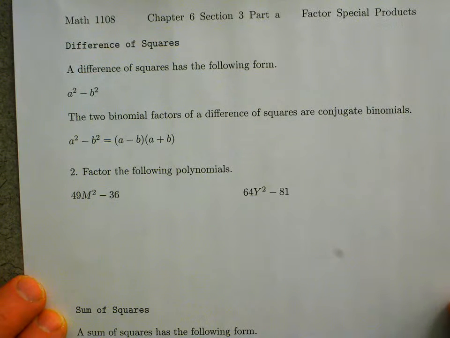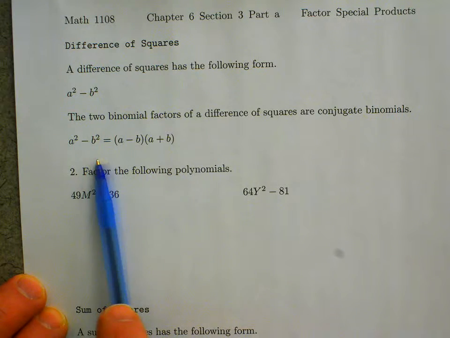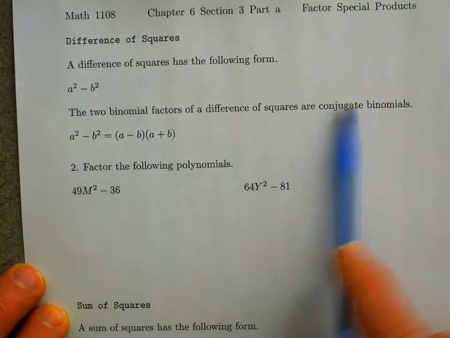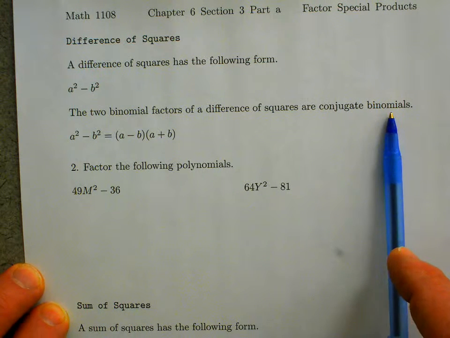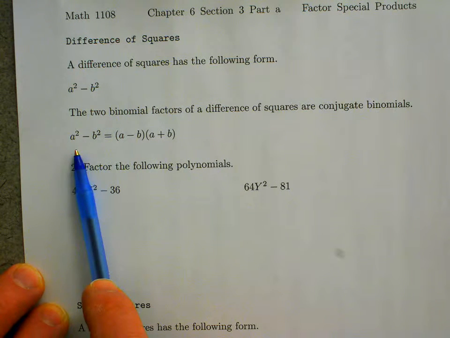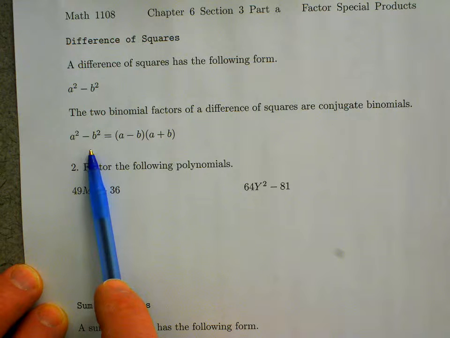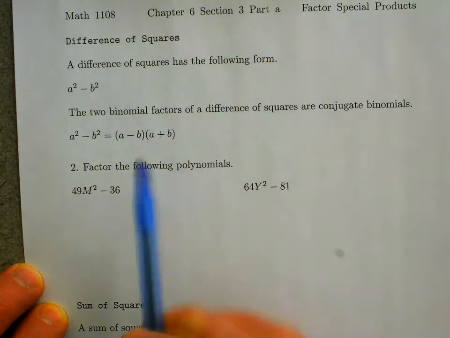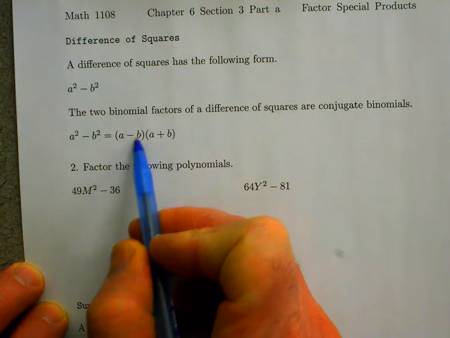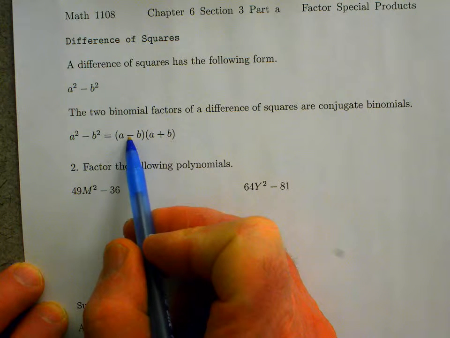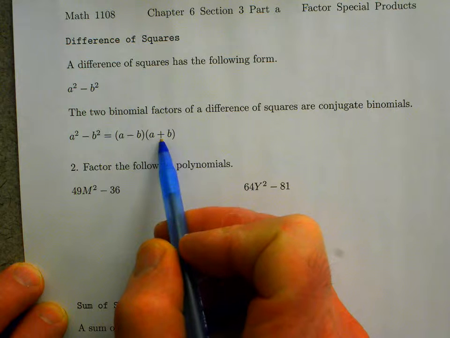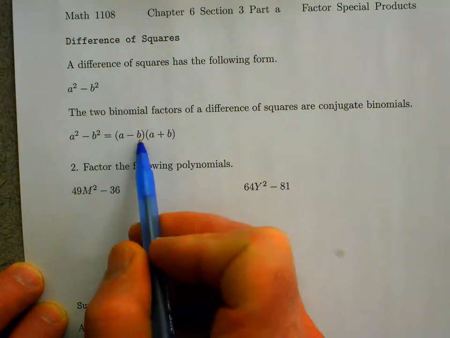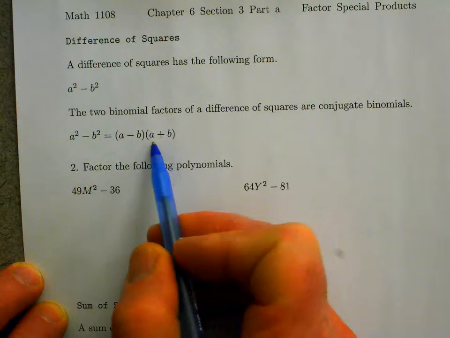Okay, a difference of squares factors really nicely. The two binomial factors of a difference of squares are conjugate binomials. So the two factors of a to the second minus b to the second are a minus b times a plus b. They are referred to as conjugates because one has a minus sign and the other one has a plus sign, but they involve the same numbers, so a minus b times a plus b.